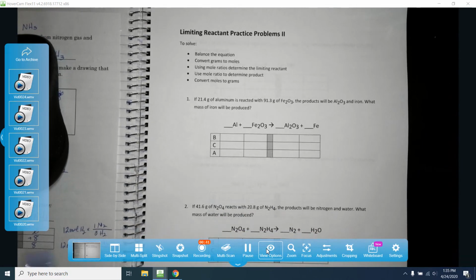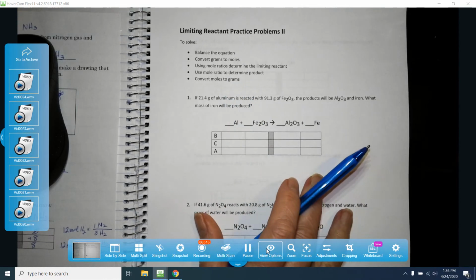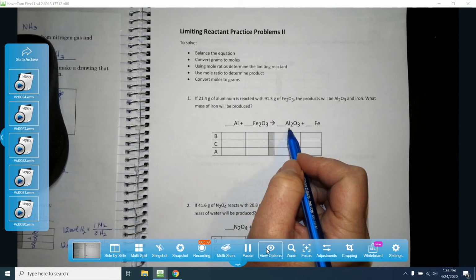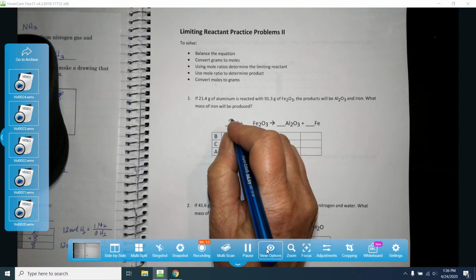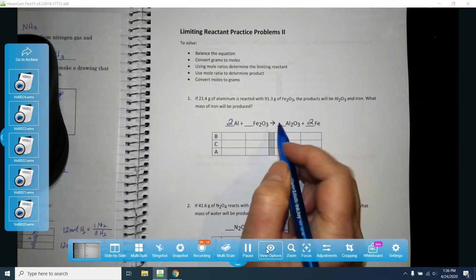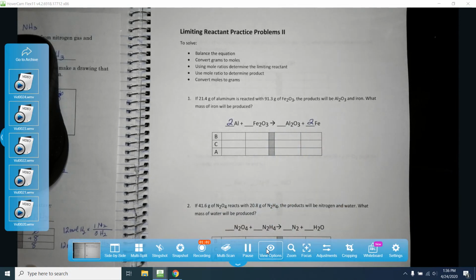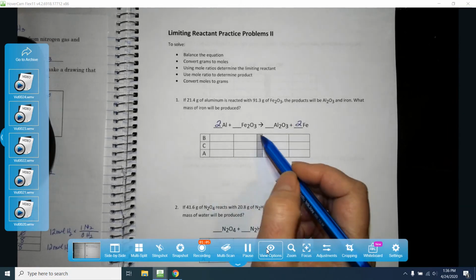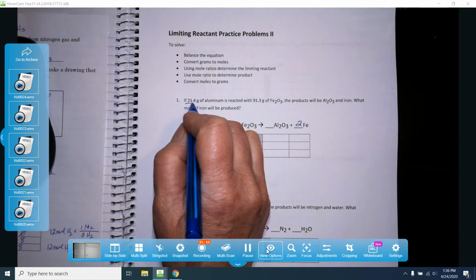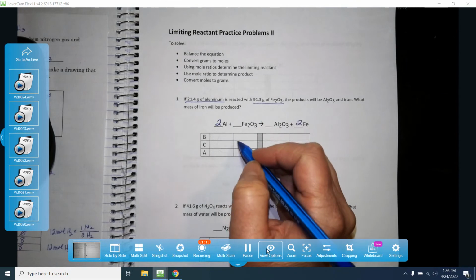To solve, you have to balance the equation first. So we're going to go ahead and balance this example that I'm going to do for you. We have 2 aluminums here, so I'm going to put a 2 there. We have 2 irons here, so I'm going to put a 2 there. And we have 3 oxygens on both sides, so that's balanced. The next thing we need to do is fill in our BCA chart with what's given, but we cannot put grams in there. These have to be moles.